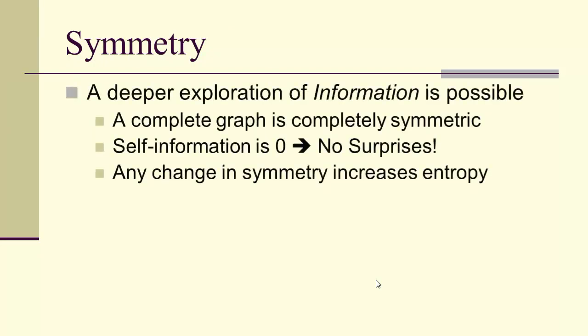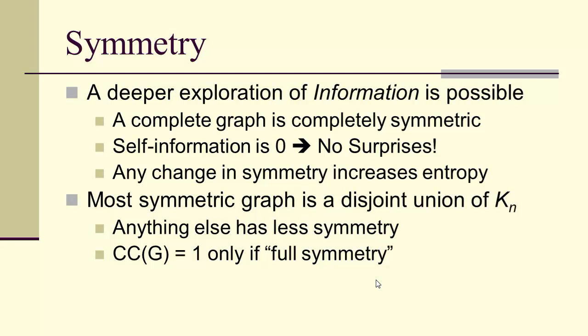Now, one last idea, and that is we can actually do a deeper exploration of information using modern algebra and in particular group theory. Now, we're not going to do this. However, the concept is very useful. So notice that a complete graph is completely symmetric, and the self-information from a complete graph is 0. There are no surprises. So you pick two vertices and there's always an edge between them. So the key is that if you have any change in the symmetry, you're going to increase the entropy. So the complete graph is completely symmetric, and as soon as you take away one edge, you have created a bias in some sense, and you have destroyed that pure total symmetry.